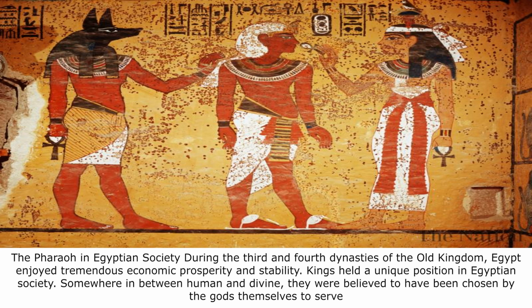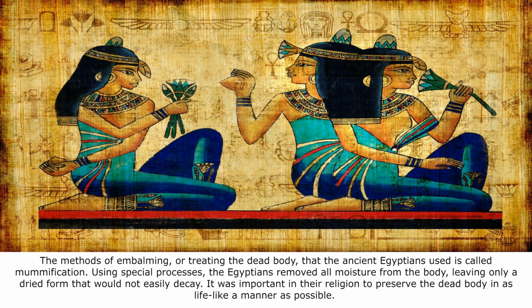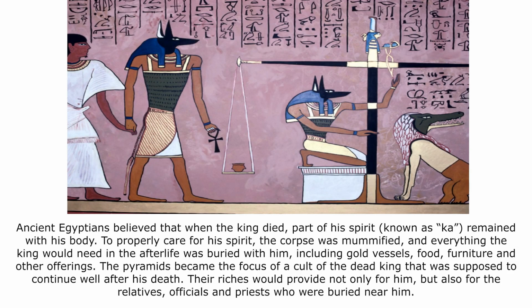Students, during the 3rd and 4th dynasties of the Old Kingdom, Egypt enjoyed tremendous economic prosperity and stability. Kings held a unique position in Egyptian society. They were believed to have been chosen by the gods to serve. Ancient Egyptians believed that when the king died, part of his spirit remained with his body. To properly care for his spirit, the corpse was mummified, and everything the king would need in the afterlife was buried with him, including gold vessels, food, furniture, and other offerings.